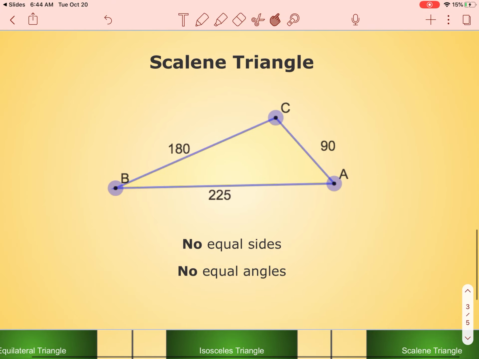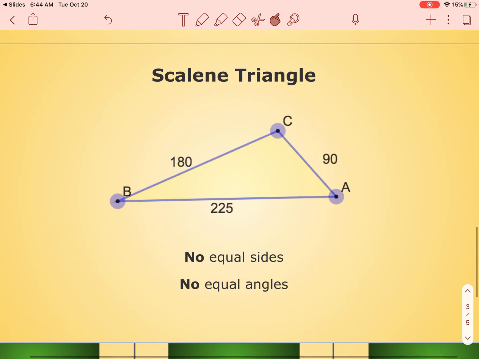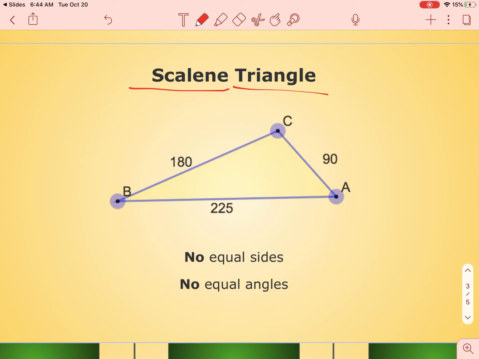And last, we have a scalene triangle. What do you notice about the scalene triangle? Take a look at the sides of a scalene triangle here. What do you notice about those 3 sides? None of them are equal. Scalene means odd or unequal. Make sure you have this labeled in your math notebook. No equal sides, no equal angles.